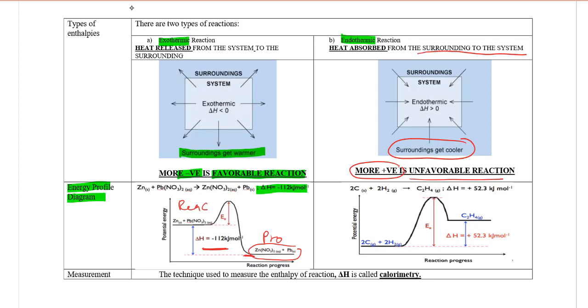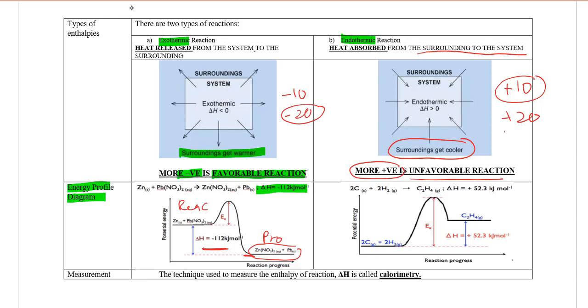Okay, so kalau yang ni tadi negatif 10 dengan negatif 20, negatif 20 is more favorable because dia bagi lagi banyak benefit. Dia riliskan 20 joule kepada surrounding. Kalau endothermic, lagi smaller value of positive tu, dia akan jadi more favorable.